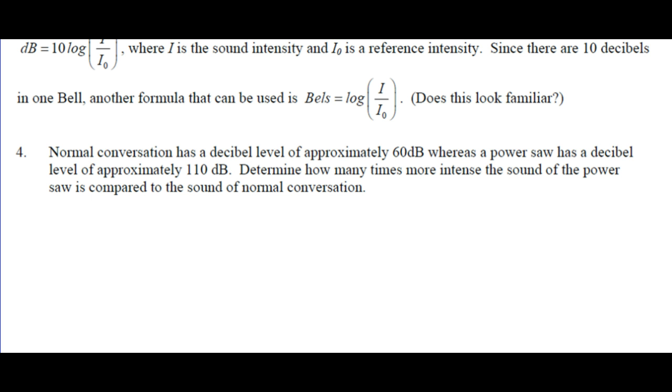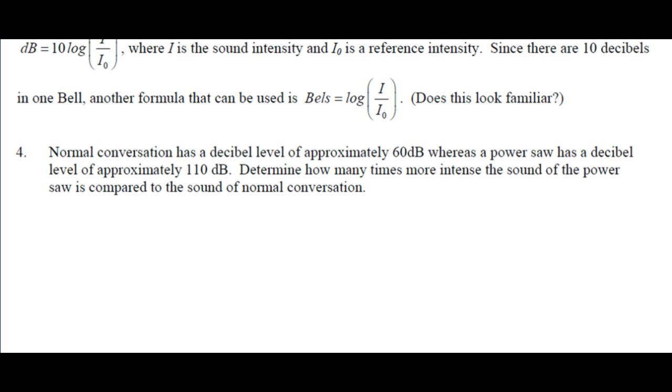Normal conversation, which we've all exceeded at this point, has a decibel level of approximately 60 dB, whereas a power saw has a decibel level of about 110 decibels. Determine how many times more intense the sound of the power saw is compared to the sound of normal conversation. Okay, so it's the same deal. It's 10 to the power of the difference between, now in this case not magnitudes, but you got the idea, measurements on the scale, except these are decibels, so we have to convert them to bells.